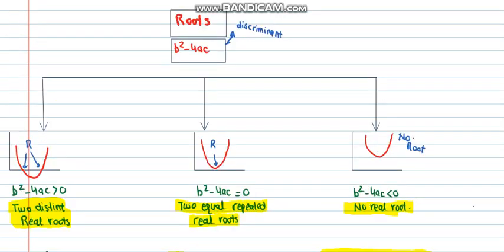Now let's formally write down the information we have just studied. For roots, b squared minus 4ac is the discriminant, and if this discriminant is positive, then there are two distinct real roots. If b squared minus 4ac is 0, then there are two equal, repeated real roots. If the question says equal roots or repeated roots, then you have to apply this formula. And if b squared minus 4ac is less than 0, then there are no real roots. Either the curve is above or below the x-axis.